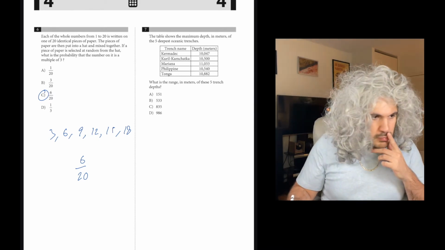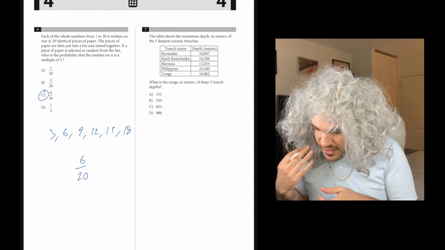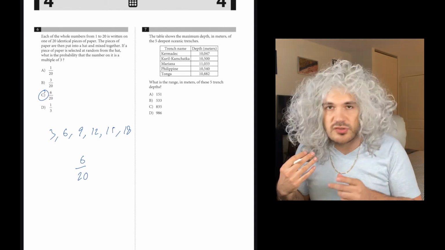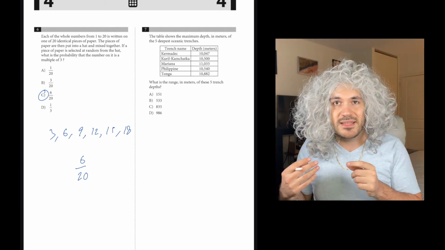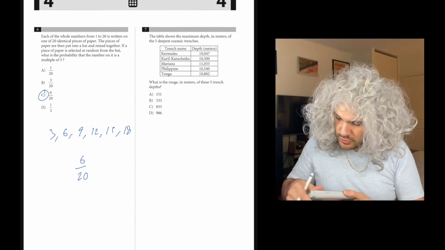Okay, number 7. The table shows the maximum depth in meters of the 5 deepest ocean trenches. Great. What is the range of these 5 depths? So the way you do the range is you just do the biggest minus the smallest. Where's my calculator? Here it is. I'm going to use it.